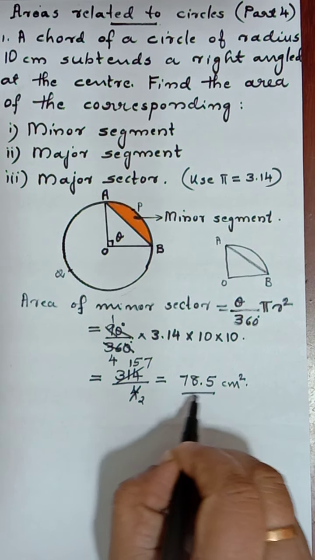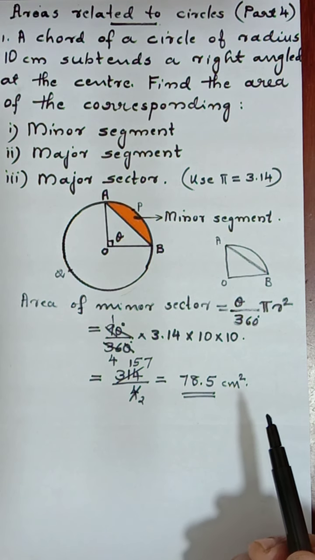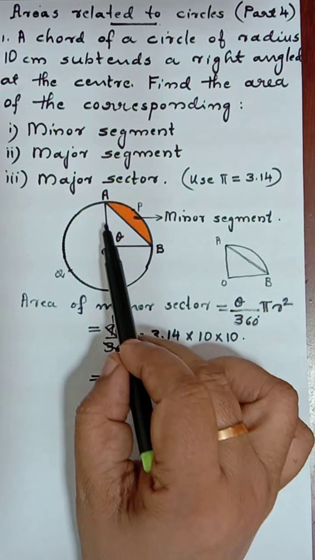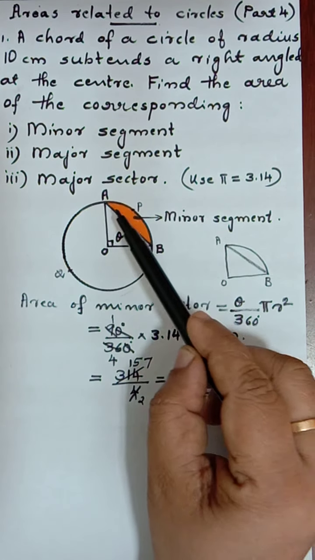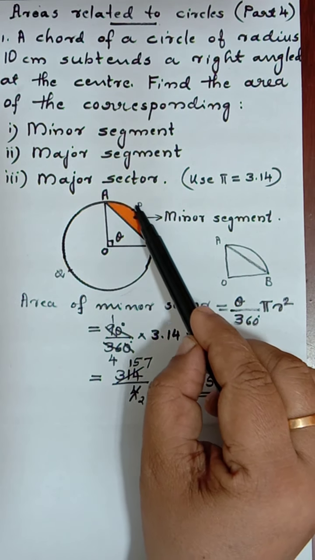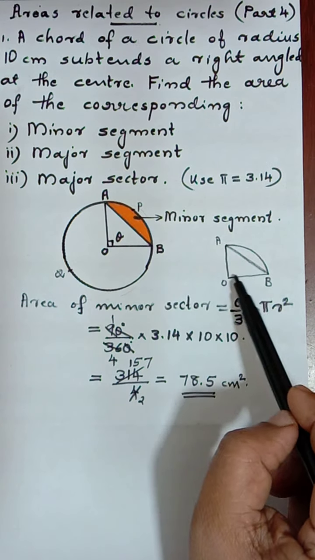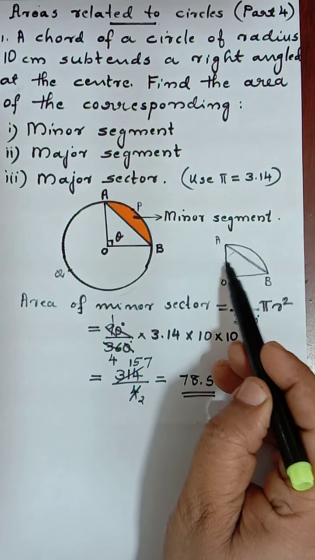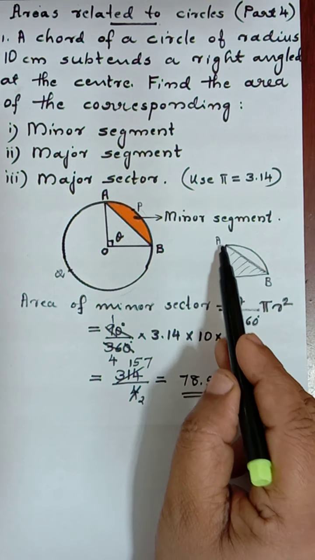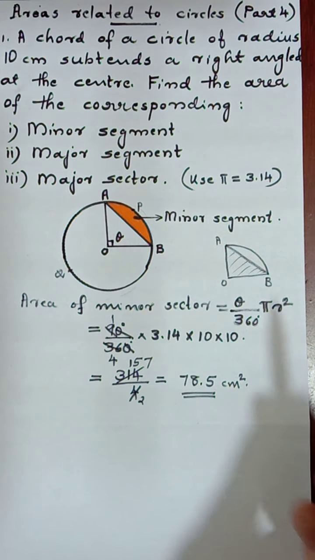cm square is our area of sector AOB, the minor sector AOB. Here we are getting this much area AOB. This is how it comes, the full thing. Now we have to subtract the area of the triangle from the sector.